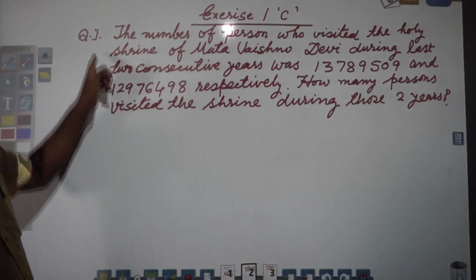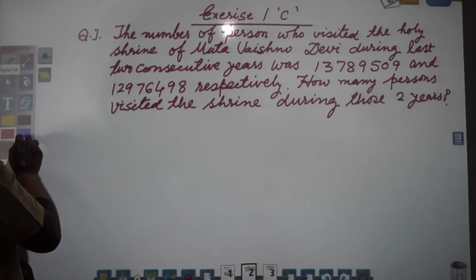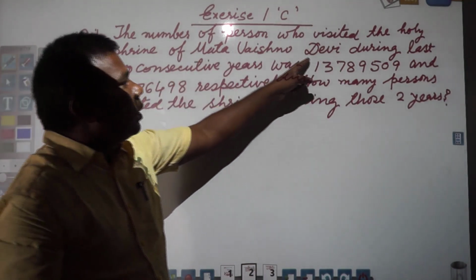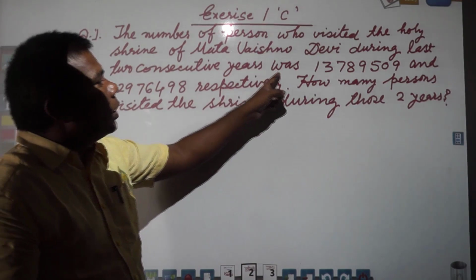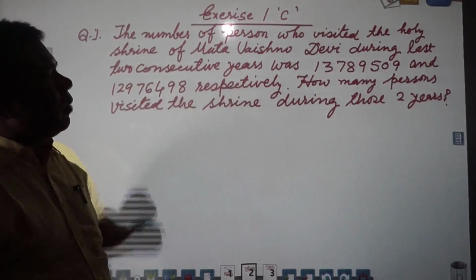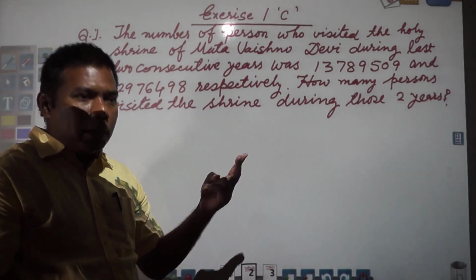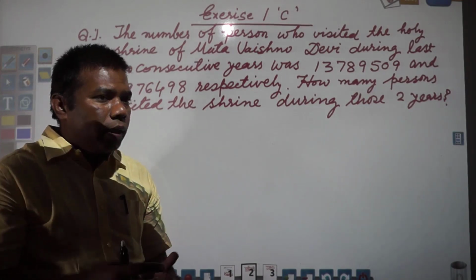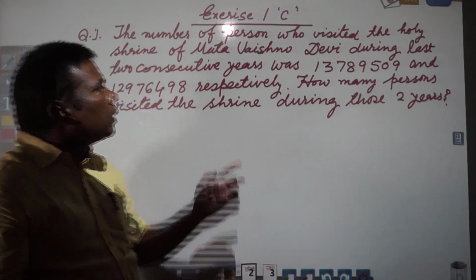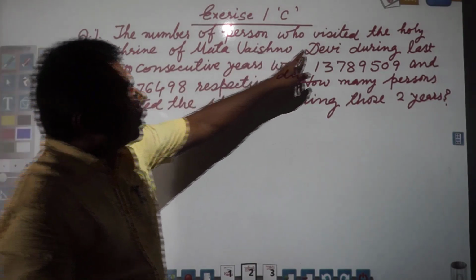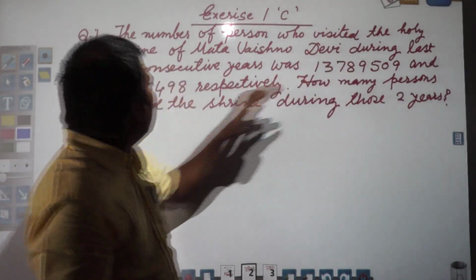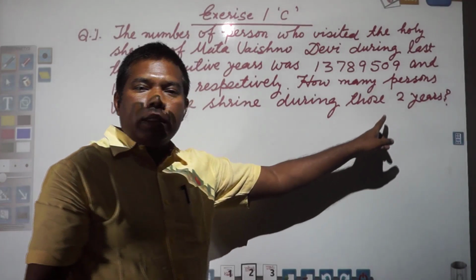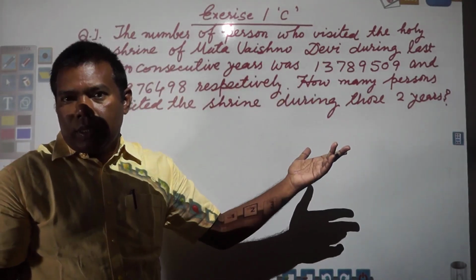Exercise 1, question number 1. Here you see, the number of persons who visited the holy shrine of Mata Vaishno Devi during the last 2 consecutive years was this much and this much respectively. Consecutive means continuously. Suppose 2020 and 2021, or 2019 and 2020. It means continuously they are going. In 2 consecutive years they went to Vaishno Devi and the numbers were this and this respectively. How many persons visited the shrine during those 2 years? You need to find out.